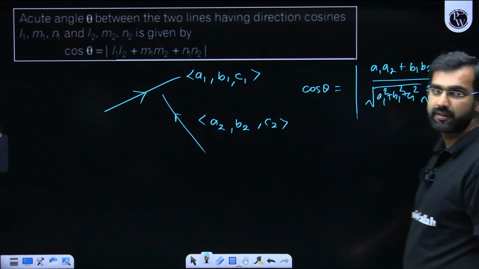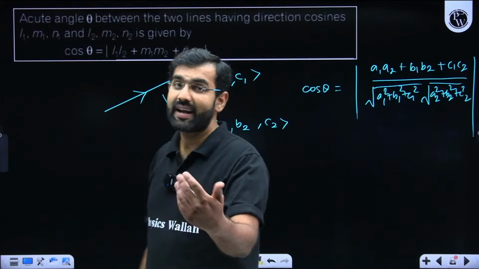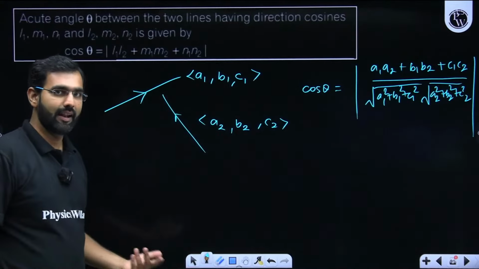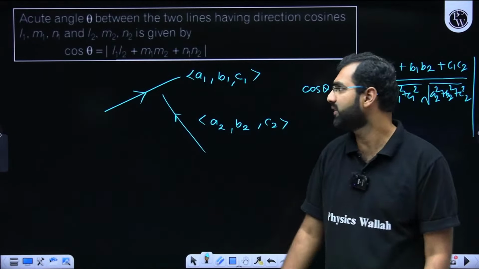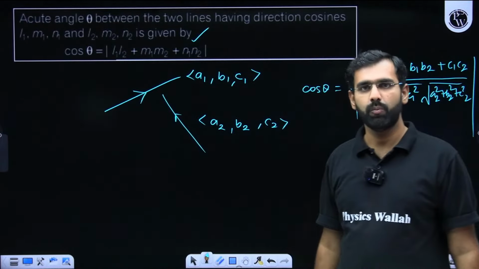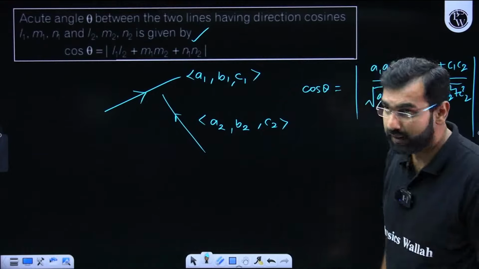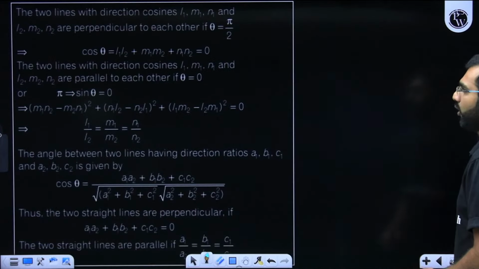And I hope you remember this one. But if they are L1, M1, N1, L2, M2, N2, in that case, this will become 1, this will become 1. So the formula is L1, L2 plus M1, M2 plus N1, N2. Everybody watching, listening and understanding this comfortably, all the participants.